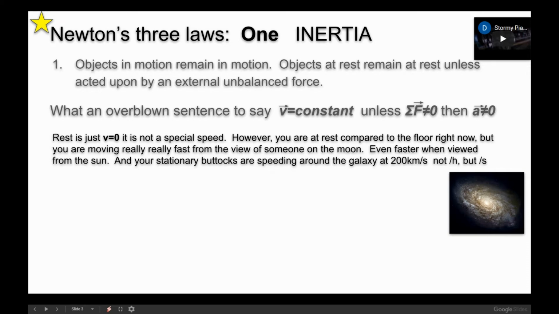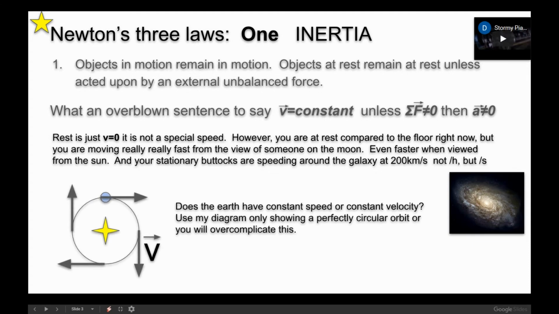You're moving even faster when viewed from the sun. And your stationary buttocks right now are speeding around the galaxy at 200 kilometers a second. Not hours, 200 kilometers a second. If you're next to a passenger in a plane, their speed is 0 compared to you. But from the ground it is not. 0 speed has no special meaning whatsoever, and speeds can be anything you want. It just depends on where you're measuring them from.